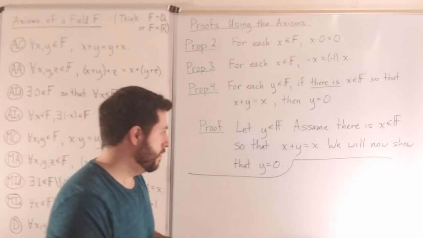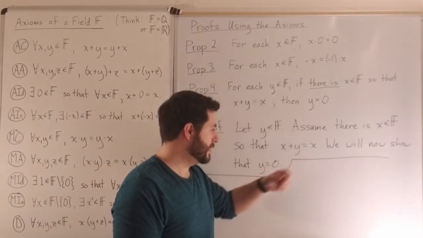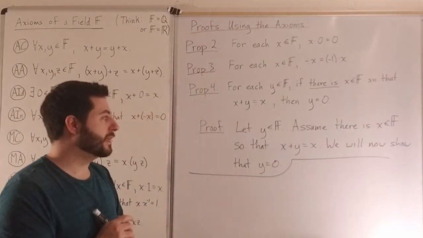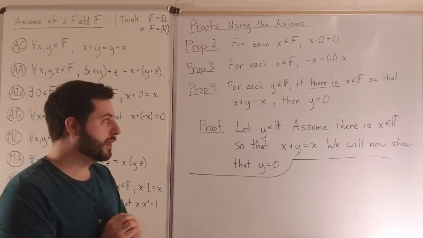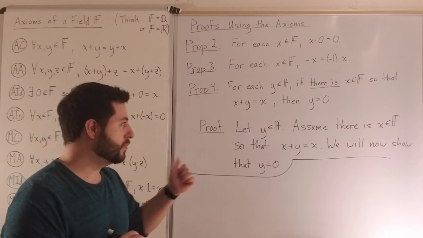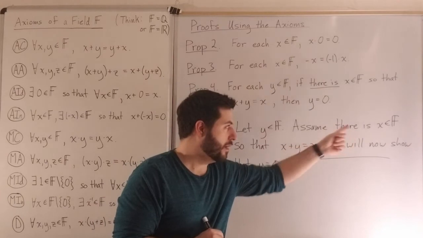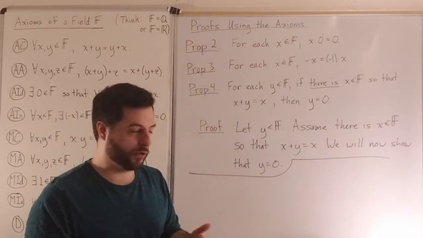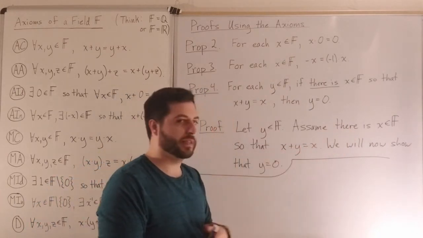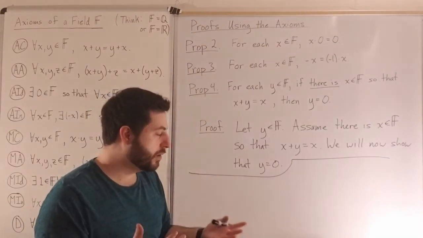All right, so we're looking at this equation right here: x plus y equals x. That is something we're assuming works out. So not only do we have this y that we're starting out with, we also have this x we have to assume exists so that this equation is satisfied. Okay, so we can work with x and y.